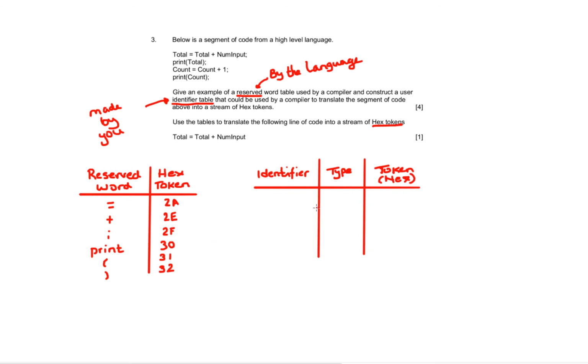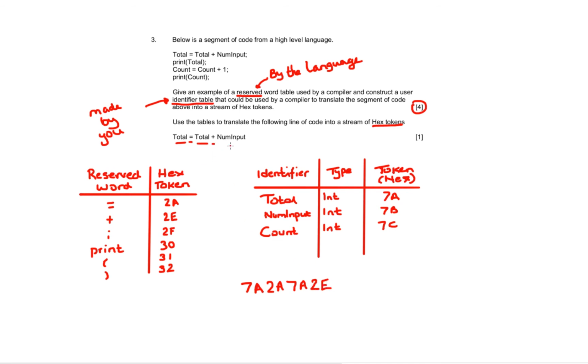In the identifier table, like I said before, total in the code, that is created by me. Num input will be created by me also, and count will also be created by me. All of those will probably have the integer data type, and all I need to do is assign a unique hex token. Once I've done that, in the second part of the question, I just need to assign those hex tokens in a stream. So total was 7A, equals is 2A, 7A is total, the plus is 2E, and the num input is 7B. And that gets you 1 mark.